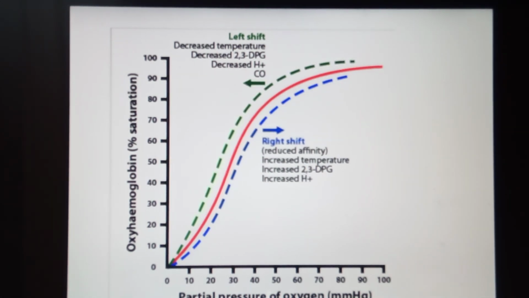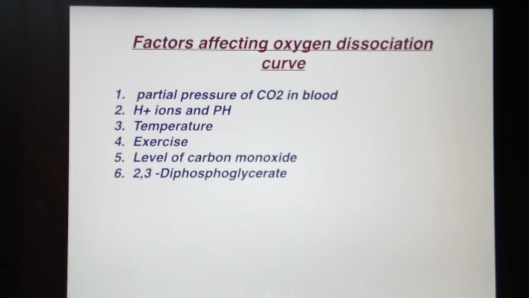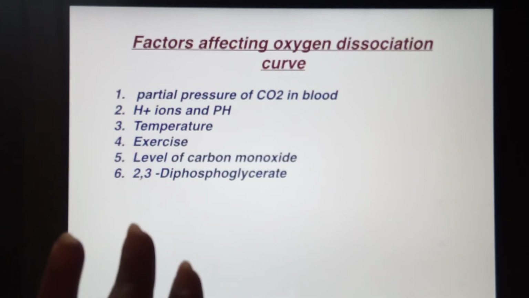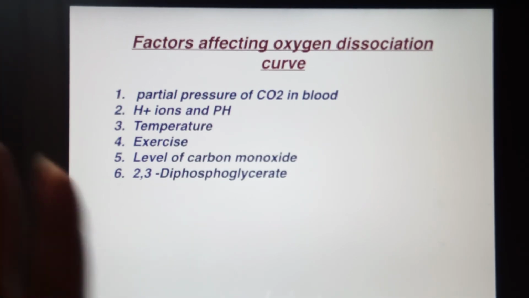And then the zones: there are two zones, the association zone and the dissociation zone. Association means when the partial pressure of oxygen is 100 mmHg, hemoglobin is 100% saturated. And dissociation is when the partial pressure of oxygen is below 60 mmHg, so a small reduction in oxygen results in a large reduction in hemoglobin saturation. And the last one is the factors: carbon dioxide, H plus ion, pH, temperature, exercise, carbon monoxide, and 2,3 diphosphoglycerate. So this is all about it.